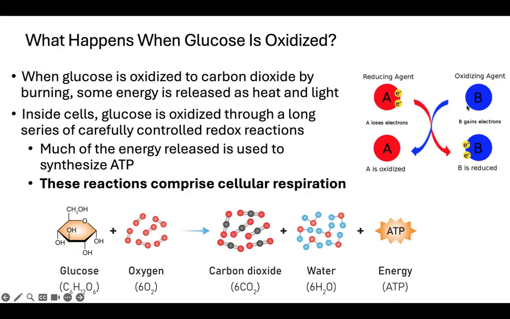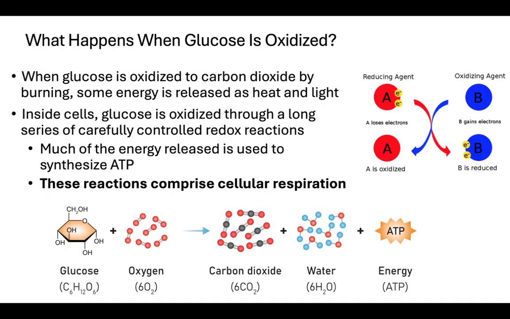Over here, we have chemical B. We see that if it gains electrons, then it becomes reduced. Given that being the definition, we're going to see how glucose is oxidized, where we're going to see this play out in all 50 to 70 trillion of our cells.